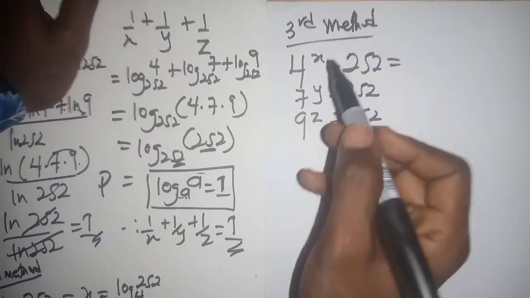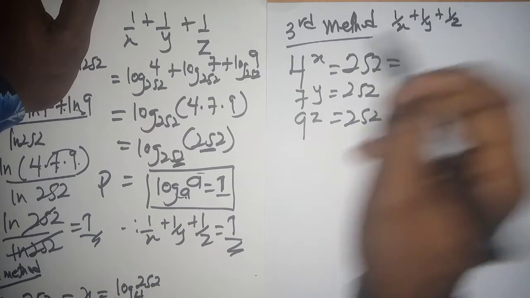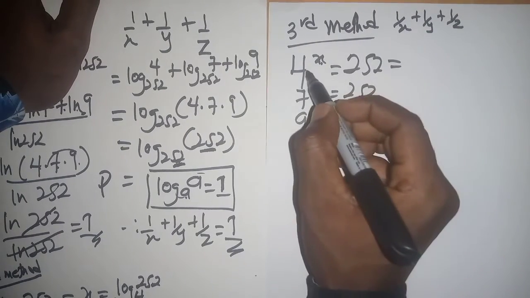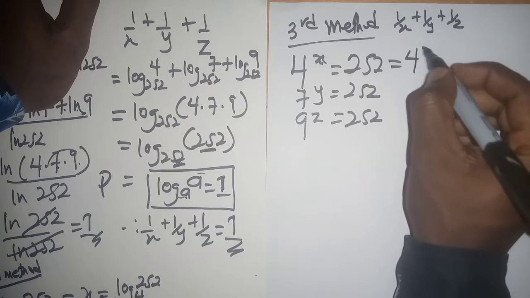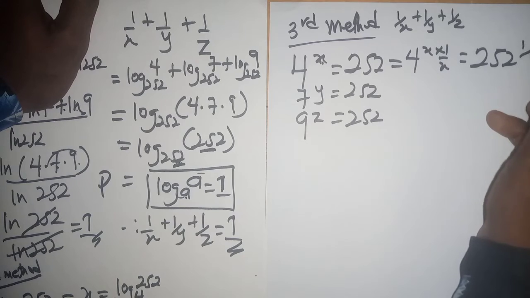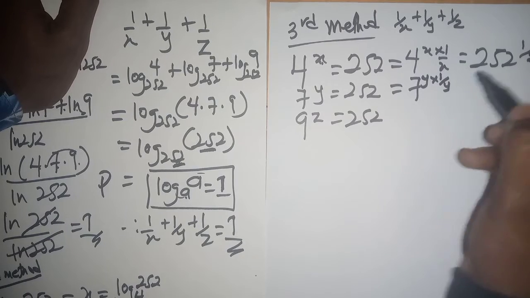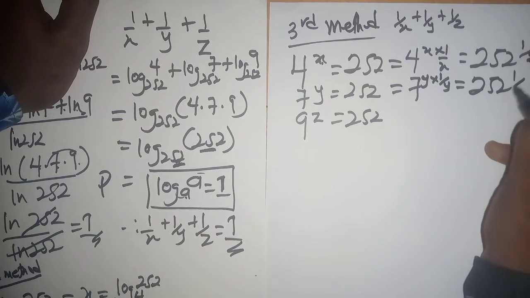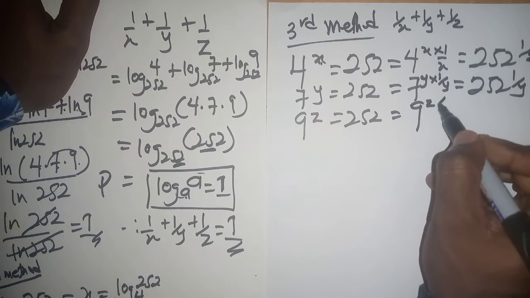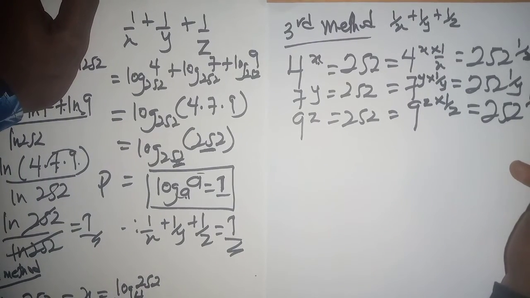Now what I can do here is that because we are finding what 1 over x plus 1 over y plus 1 over z is, why don't I raise both sides to the reciprocal of the exponent? So I have 4 to the power x, raised to the power 1 over x, and I do that on both sides. So this place becomes 7 to the power y raised to 1 over y equals 252 to the power 1 over y. And this place also becomes 9 to the power z raised to 1 over z equals 252 to the power 1 over z in this case.